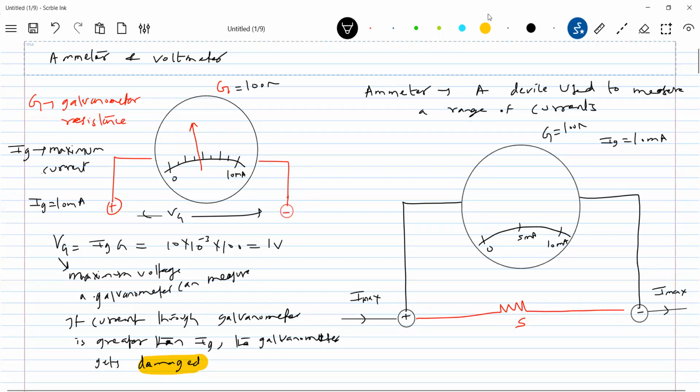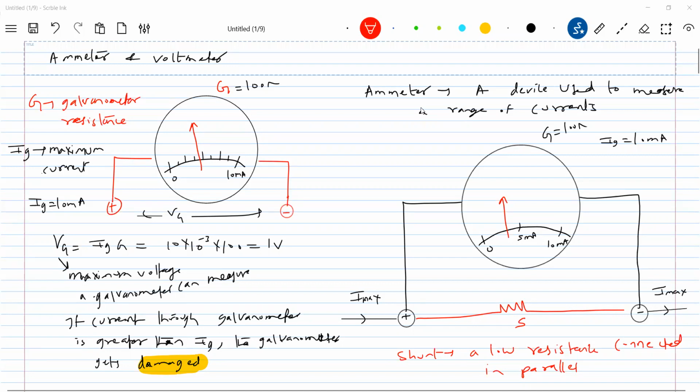So what is the range of current I want to measure? I want to measure a current of some higher order. Then I can take the help of this condition. S is called a low resistance. What do you mean by shunt? A low resistance connected in parallel is called a shunt. That is the one basic way of defining the shunt.